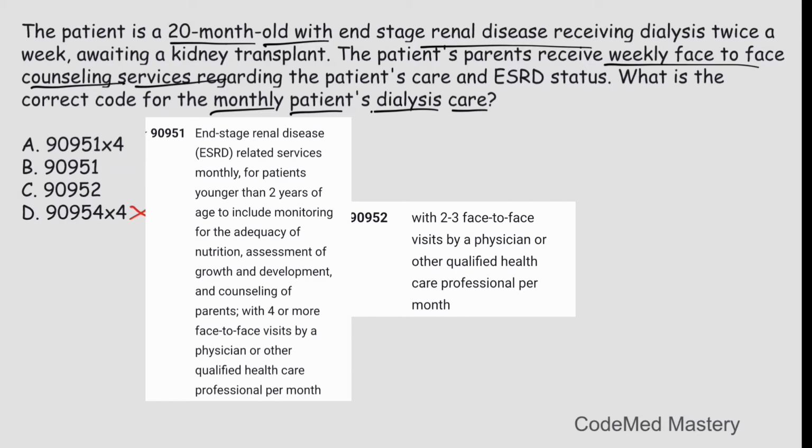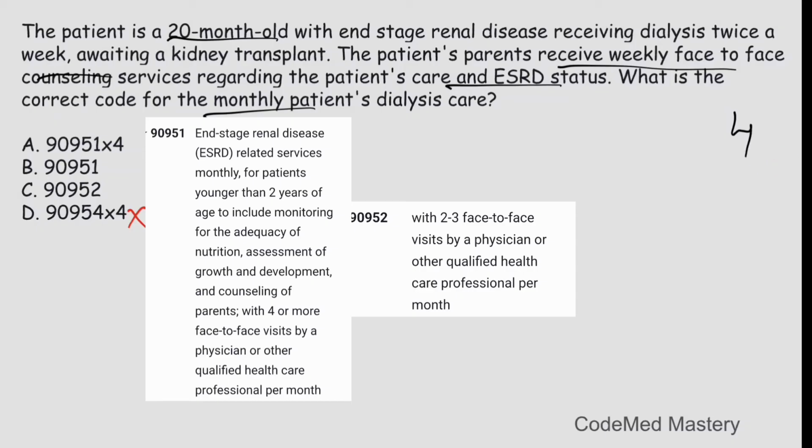90951, 90952. In 90951 they have mentioned 4 or more face-to-face visits and 90952 is for 2 to 3 face-to-face visits. So in this scenario the patient's parents receive weekly face-to-face counseling services. So they're asking what is the correct code for monthly patient's dialysis care. So since they're receiving weekly face-to-face counseling, for 1 month there are 4 weeks. So there will be 4 face-to-face visits. So according to that we'll eliminate option C, 90952, which is for 2 to 3 face-to-face visits.